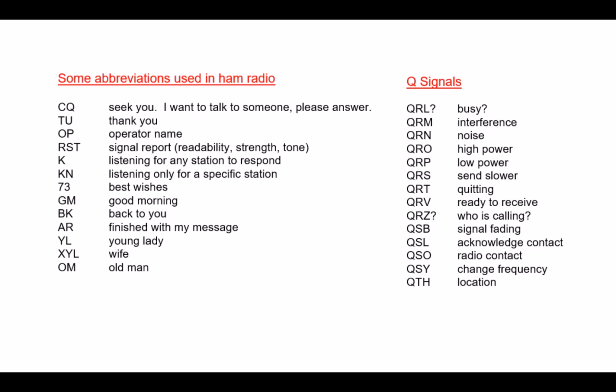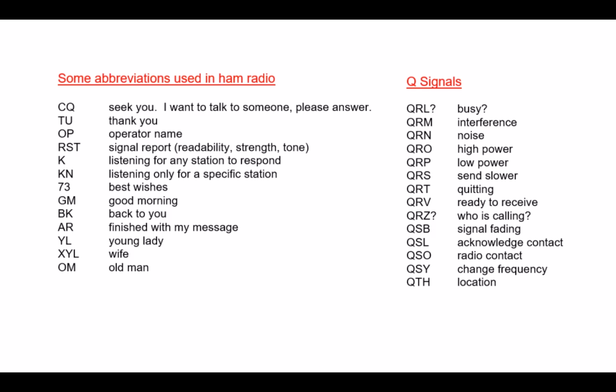QSB is signal fading. Maybe the ionosphere is changing and the signal is kind of fading out. You might send that to let the other person know you're having trouble. It's starting to fade. QSO is just a contact on the radio. So when someone says thanks for the QSO, that means they're thanking you for talking with them. And QTH is your location.